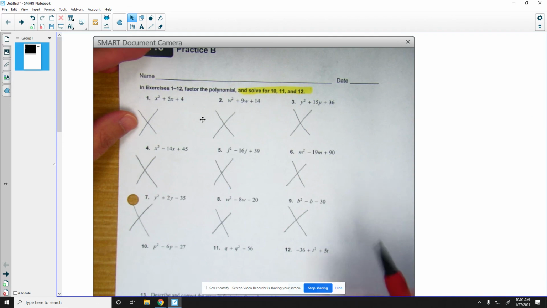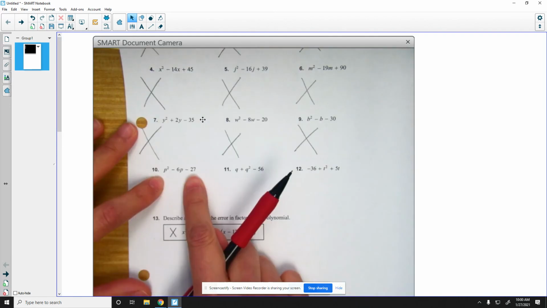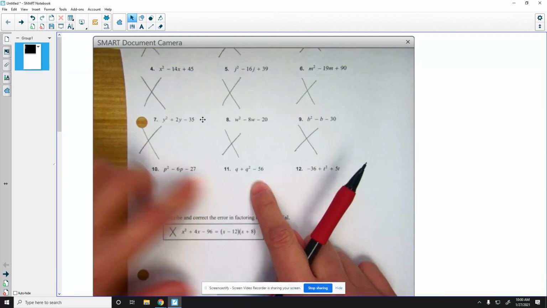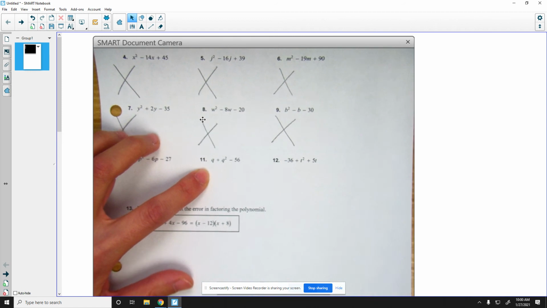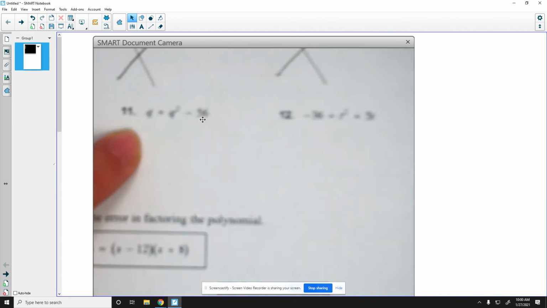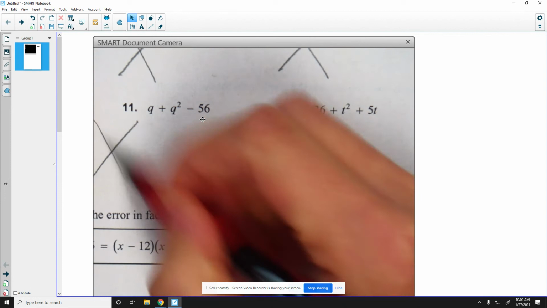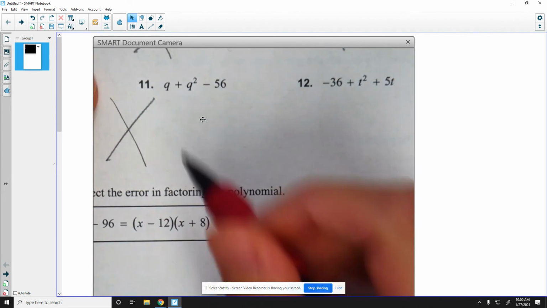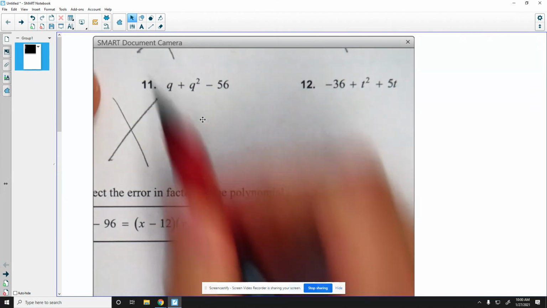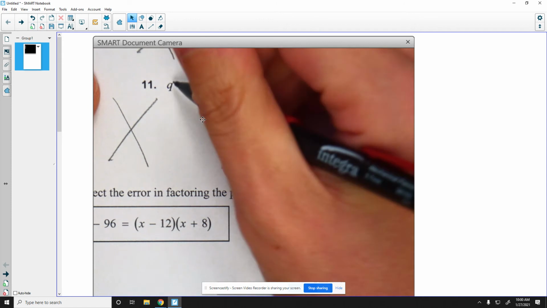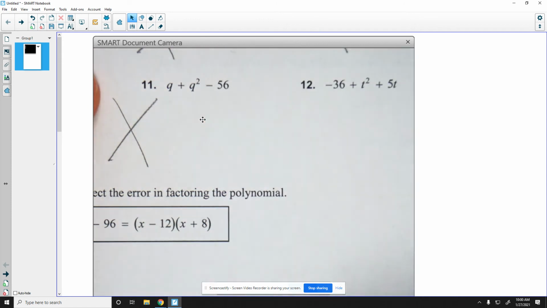Okay, so let's solve number 11. Well, hold on. To solve it, I have to factor it first. So we're doing number 11 together. All right, so I have Q, and honestly, I'm going to change them all to X's. Or you can leave them as Q's. It doesn't matter.